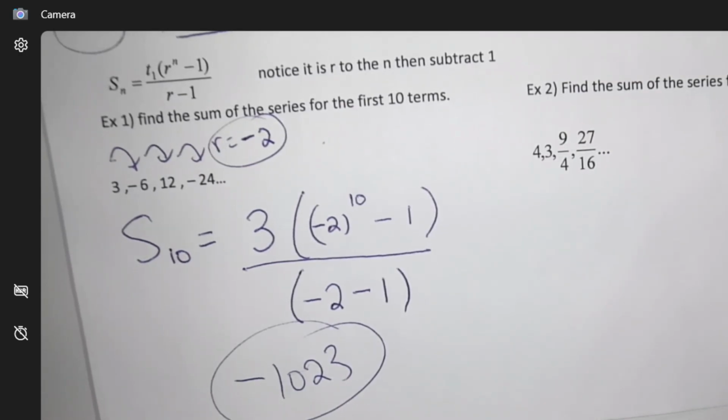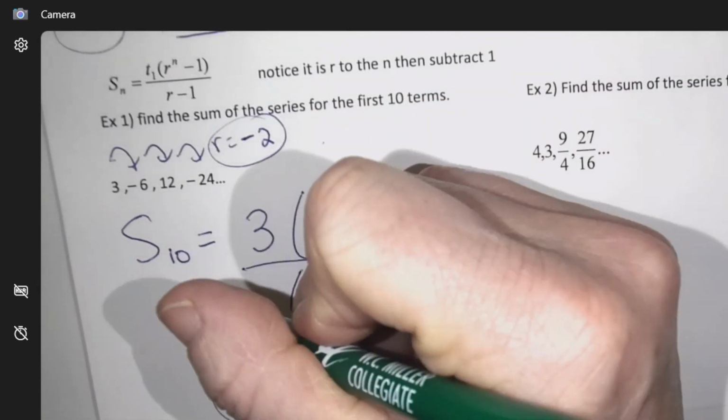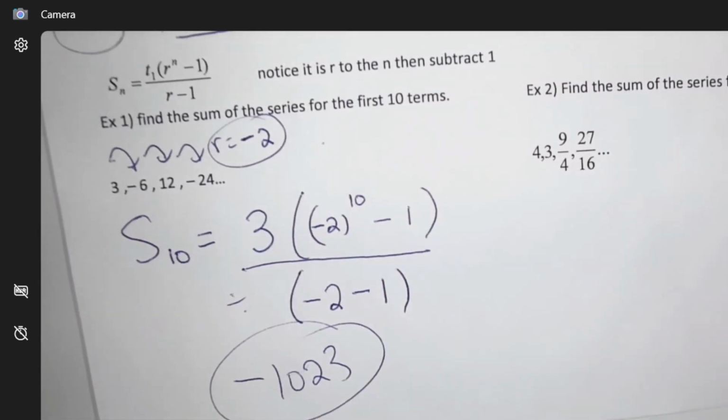How did it go? -1023. Okay, don't forget to divide by, and then this would need brackets, right? Okay, are we good to go to number 2, or are people still trying to figure out that calculator stuff?